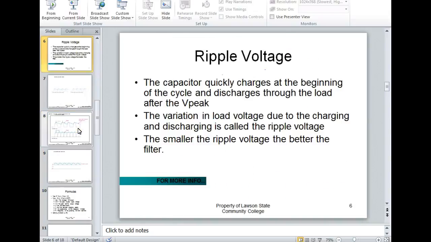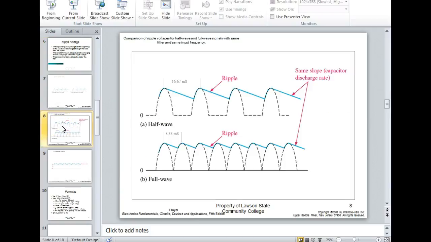The capacitor quickly charges at the beginning of the cycle and discharges through the load after the peak. So as soon as that drops down past peak, the diodes cut off because now they're reverse biased, right? You understand? Because the output of the capacitor is more positive than the input cycle. So the diodes cut off.